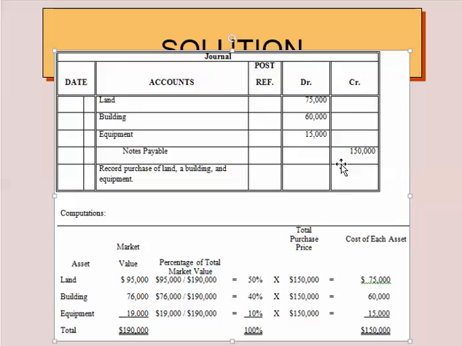This is really important again because remember, we're not going to depreciate the land, we're only depreciating the buildings and equipment, so we need to make sure we allocate that cost appropriately to each of those items.